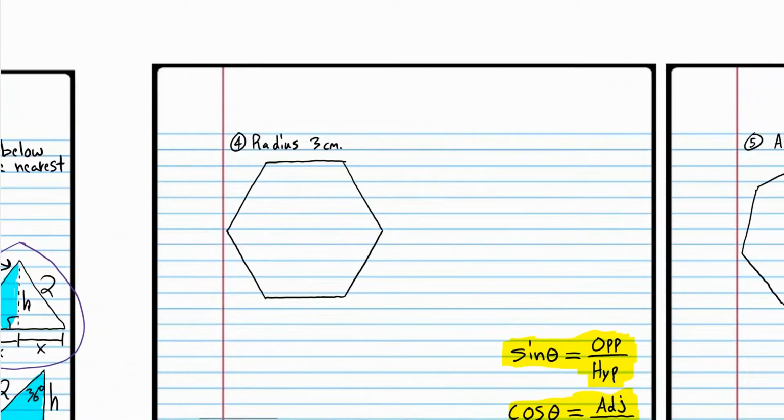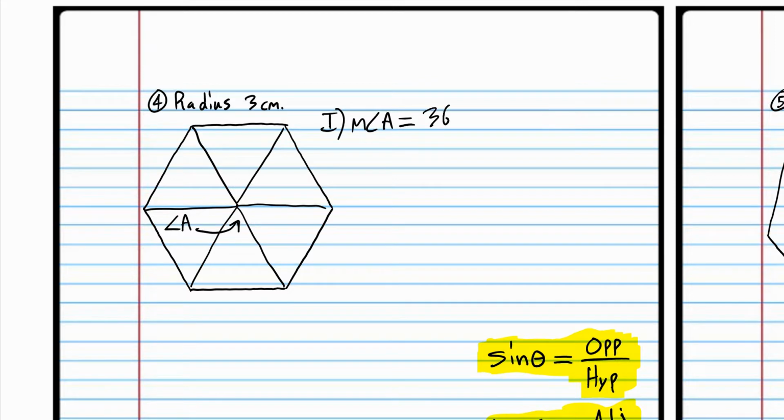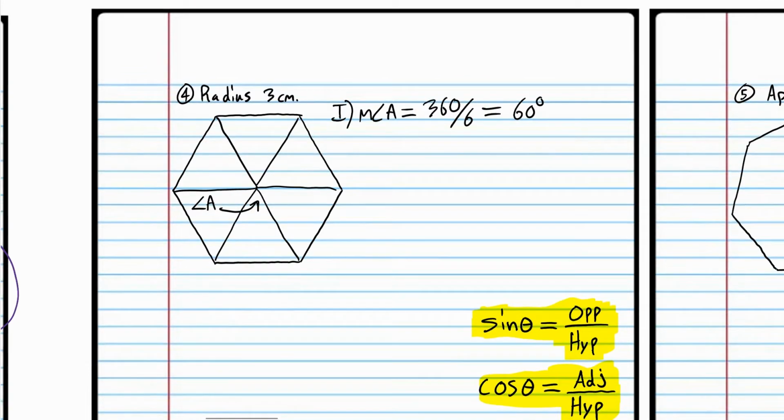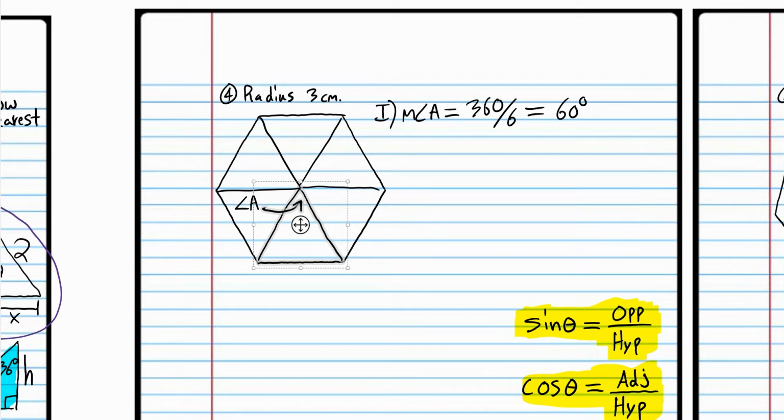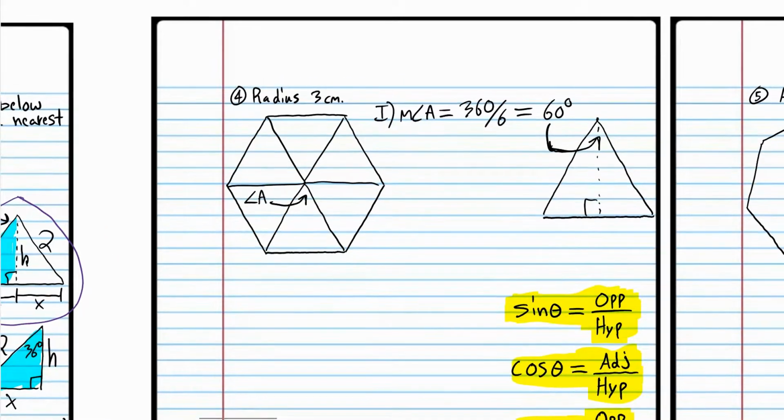All right, we're back. We'll draw the center, and we have all these triangles, and we're going to call this angle A as usual. Step 1, measure of angle A is equal to a complete rotation divided by 6, and we get 60 degrees. We're going to copy that triangle and put it off to the right, make it a little bigger. Again, that angle is 60 degrees, and drop an altitude. We're told that the radius is 3, so this side is 3 and this side is 3, and these sides we're going to call x as usual.